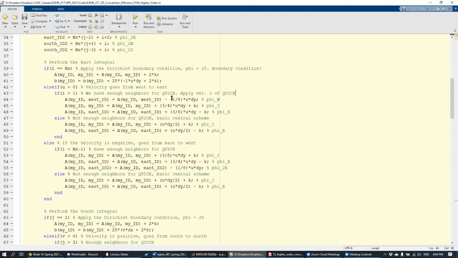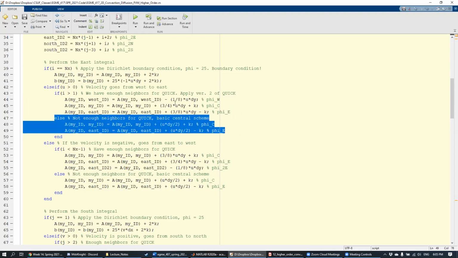You can see here that I've added the QUICK coefficients. For phi w, I have a -1/8 times u times dy. For phi sub c, I have a 3/4 times u times dy. And then for phi east, I have a 3/8 times u times dy minus k. Oh, for phi sub c, I have a plus k here too. We can never forget our diffusion term, because remember, we love our diffusion term. It's done nothing wrong, and we don't have to change it at all. That's a pretty straightforward application of our hand calculations. And so what the heck is this thing, right?